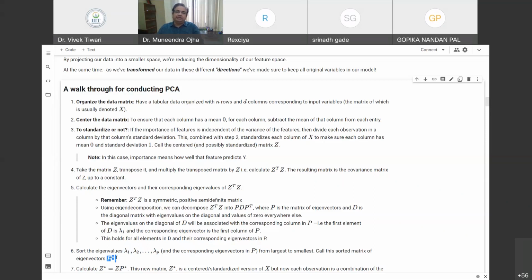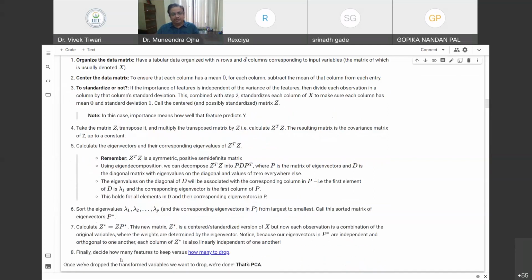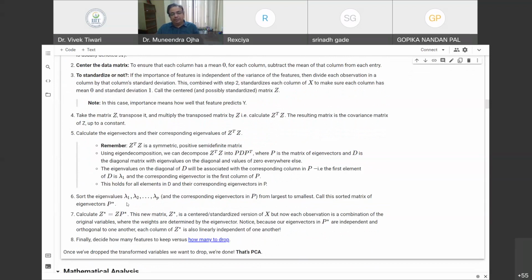So this P star becomes a kind of directional space. P star becomes a direction, and we multiply P star into Z. When we multiply P star into Z, we are projecting Z onto the new directional space. Why do I call it directional space? Because every vector of P is independent of each other. All of them are eigenvectors, and depending upon magnitude, they specify to us which one has the maximum variance.